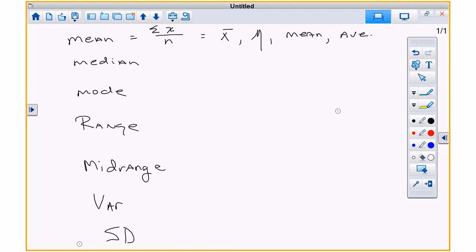Median. When I say the word median, what do you immediately think of? Middle of the road, right? Because what's in the middle of the road? Median. All right? So in the middle of the road, that's your median.